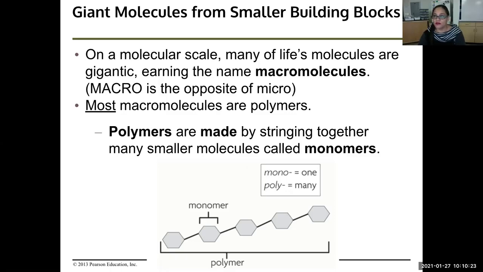We've learned that in the past at some point. So you put 1 plus 1 plus 1 plus 1 plus 1 together, you get many. Poly equals many. So a polymer is just a certain molecule that's made of many monomers. It's illustrated at the bottom. One of those little hexagons is called a monomer. You put a bunch of them together. The big long chain is called the polymer.